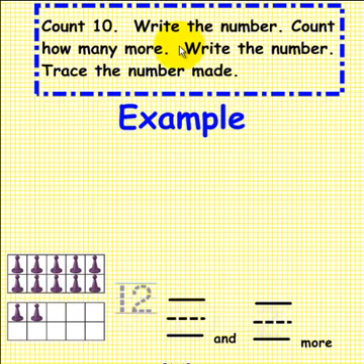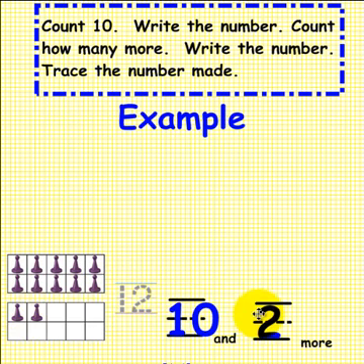This first one is an example of what we are going to go over in this lesson. We're going to count to 10, then write the number. Count how many more. Write that number and trace the number made. For example, you'll notice that we have 1, 2, 3, 4, 5, 6, 7, 8, 9, 10. So, what we want you to do then is write the number 10, and then we're going to add 2 more. Then we would like for you to trace the number 12.